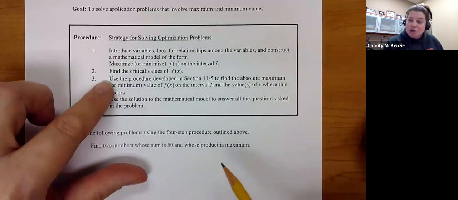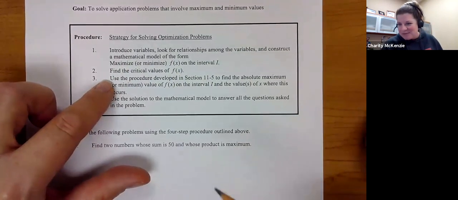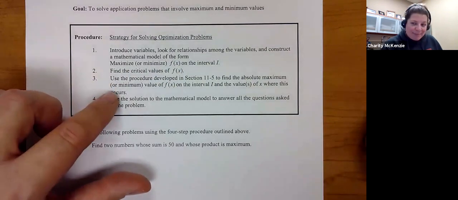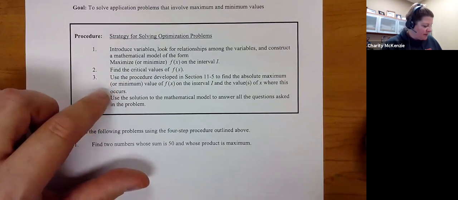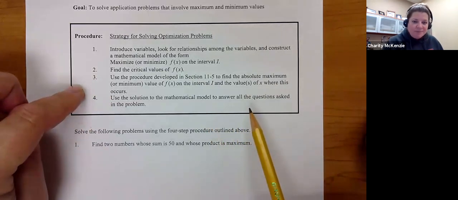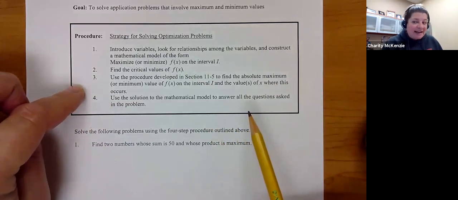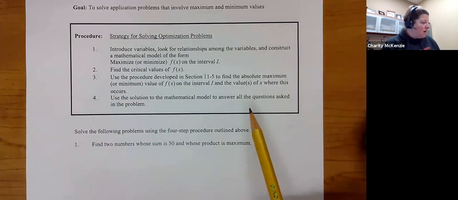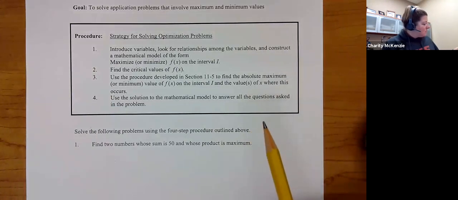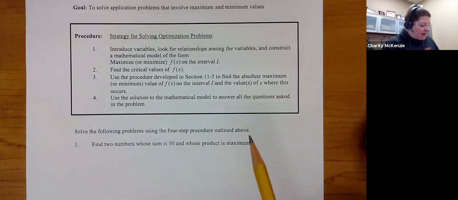Part 2 says find your critical values. Those will tell us where a max or a min might be, especially an absolute max or absolute min. Use the procedures from the absolute max min section, and you can use the idea of the second derivative being bigger than 0 or the second derivative being less than 0. That can help you as well with whether it's a max or a min.